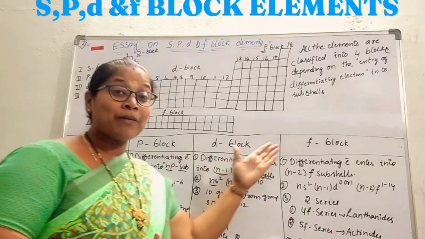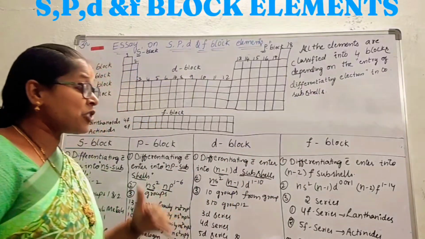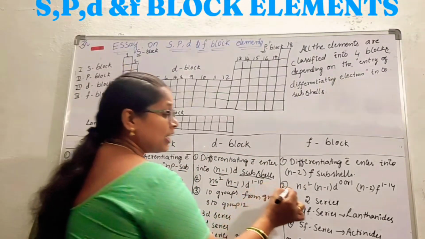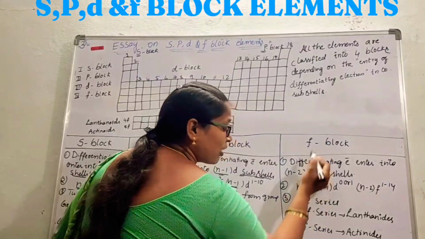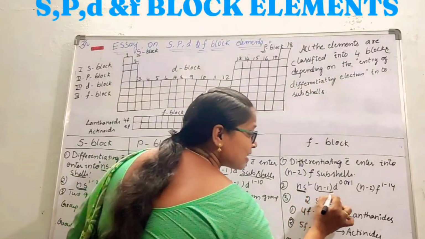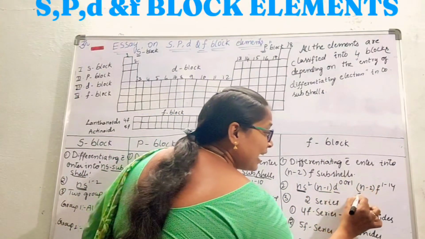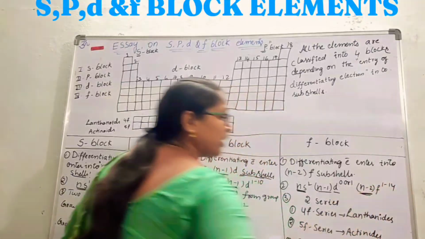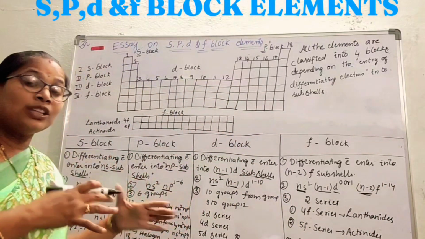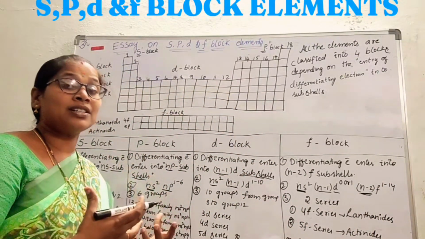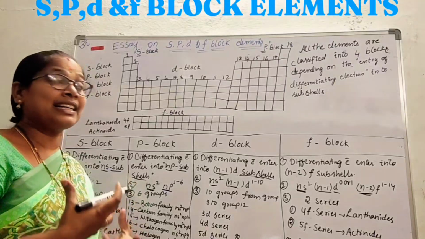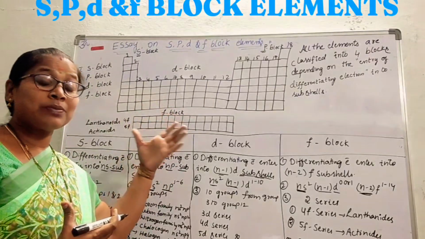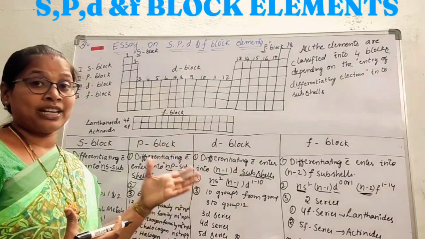Whereas in the case of f block elements, what is the general electronic configuration? So here the general electronic configuration of f block elements is ns2 (n-1)d0 or 1 (n-2)f1 to 14. So this is the comparison. Like that, if you read, if you listen, if you learn, you can get this classification of elements based on the differentiating electron, s, p, d, f, easily.